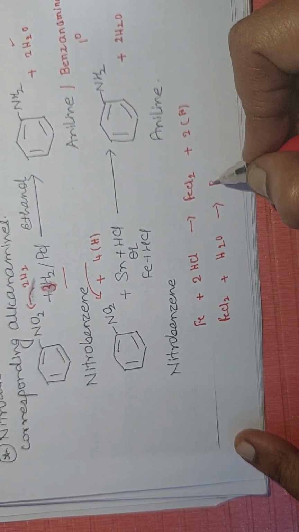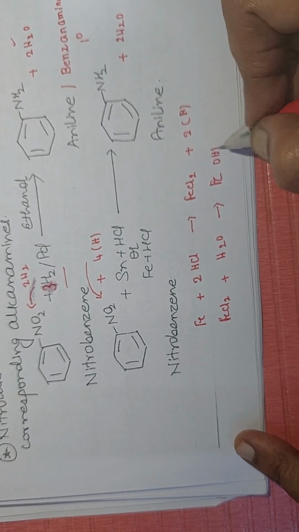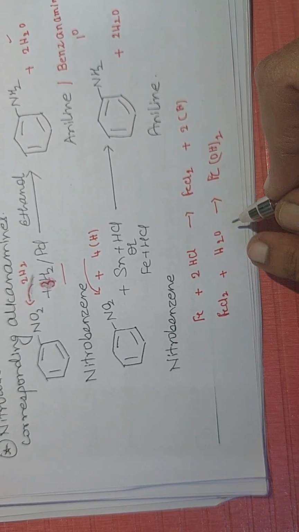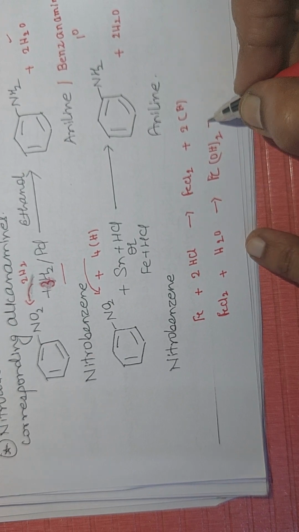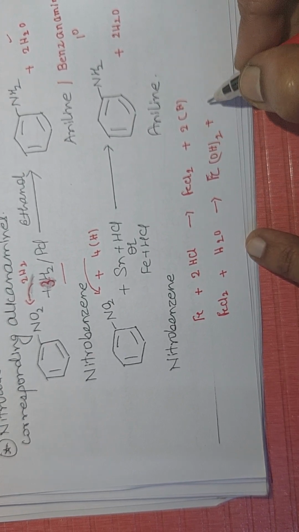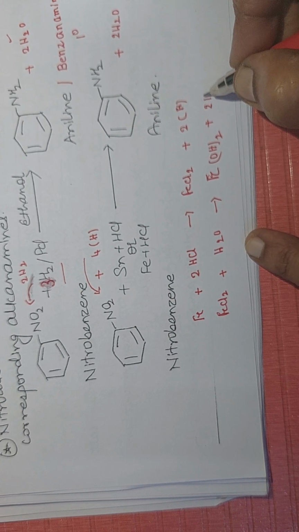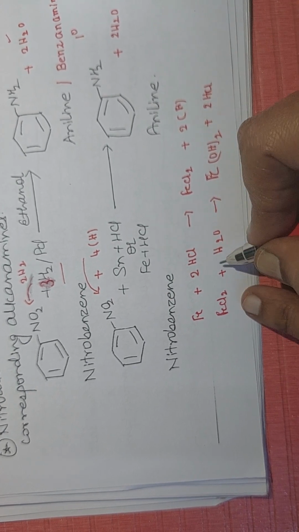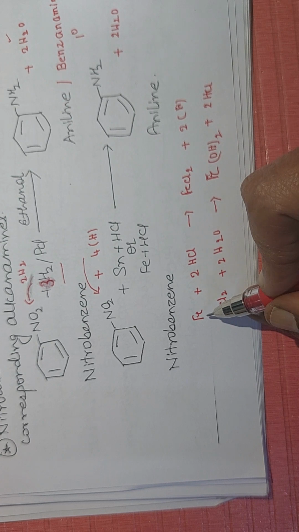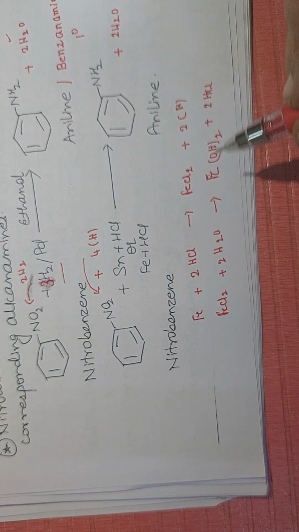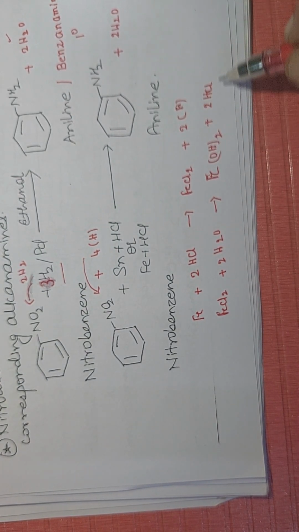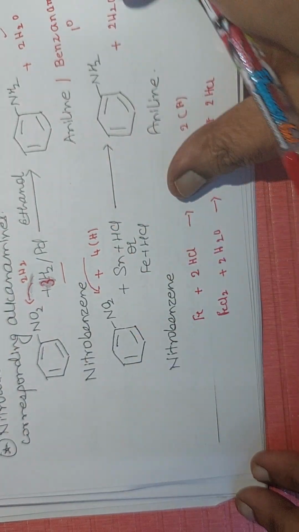reacts with water, forming ferrous hydroxide. Ferrous chloride thus formed undergoes hydrolysis to form ferrous hydroxide and HCl. The HCl formed again reacts with iron, forming ferrous chloride. No need to add HCl again and again. HCl is again formed during the hydrolysis of ferrous chloride. This is about the reduction of nitro compounds.